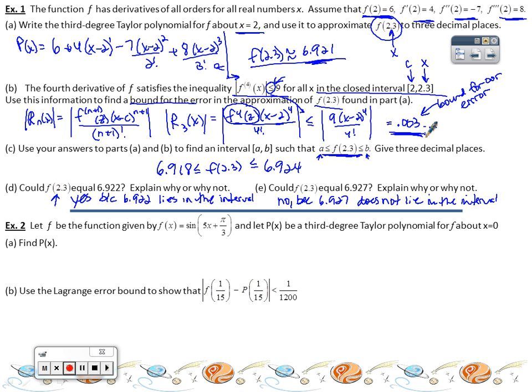Now, sine of 5x plus pi over 3. We want to consider whether we can use the series that we've memorized. Okay, they are centered about the same location, about 0.